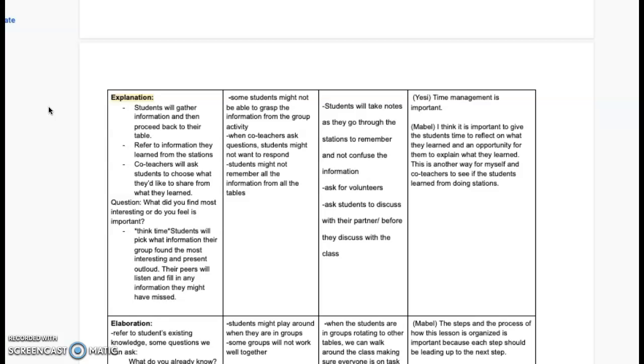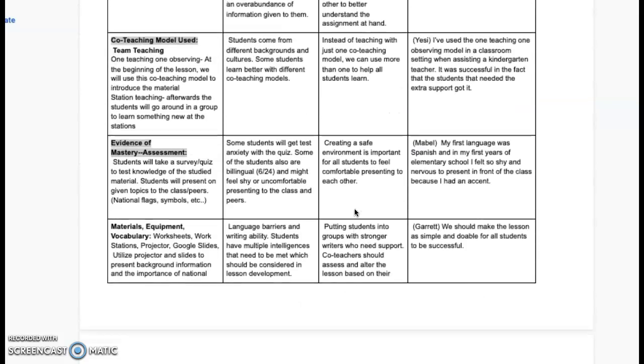The other barrier we came up with is that students might not remember all the information from all the tables. So those are the three barriers we came up with. I am sure there are more barriers out there. If any of my classmates think of any, I would be glad to hear any barriers that I missed. Next, we are going to go over the solutions we came up with for each of these barriers.